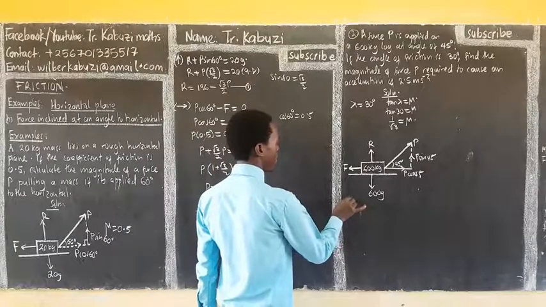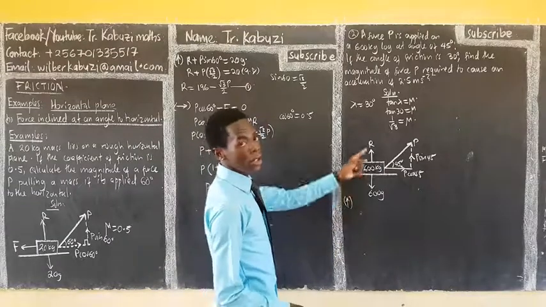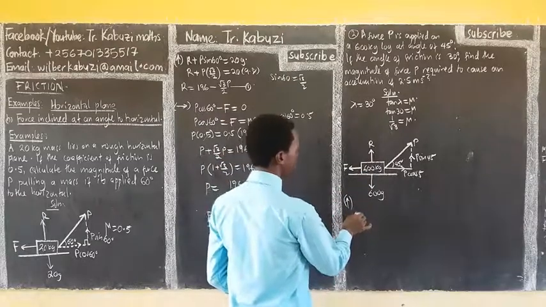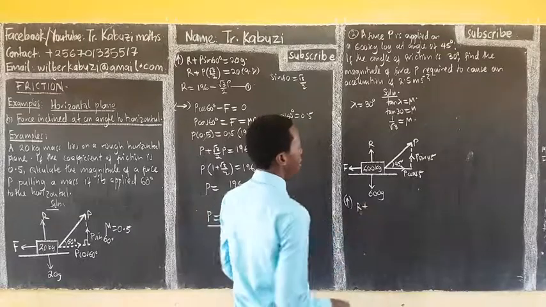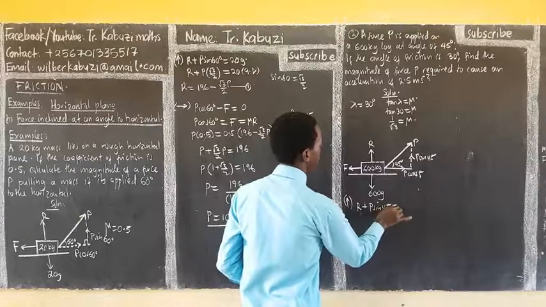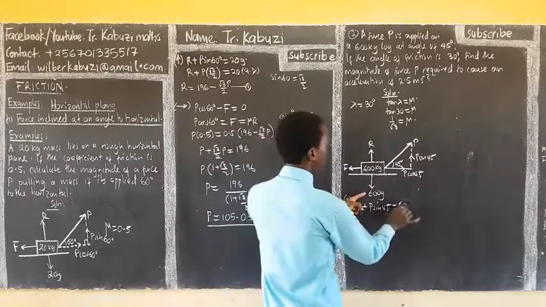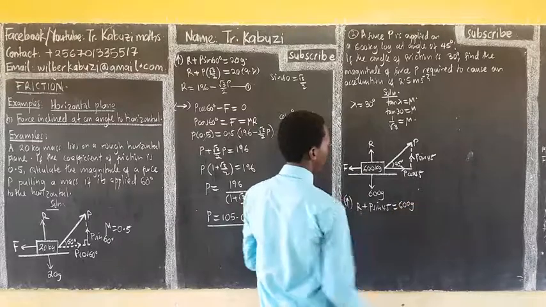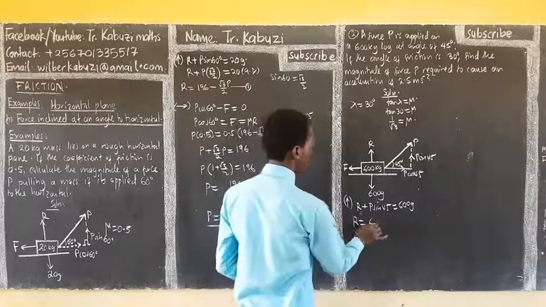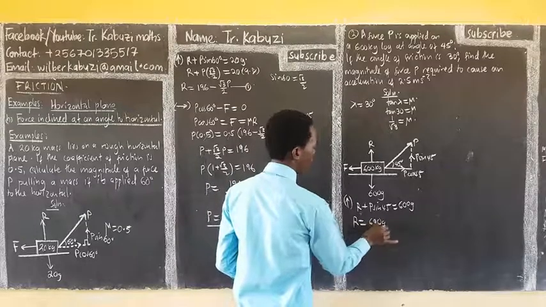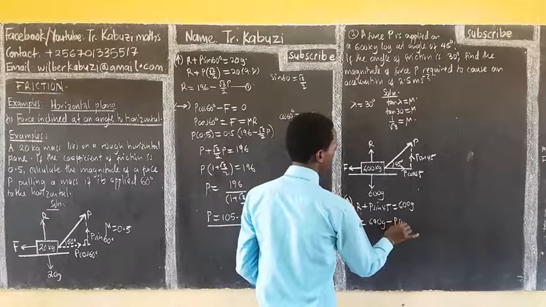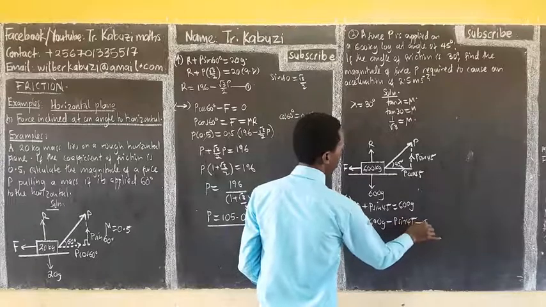So now, if you resolve upwards, we are not going to have any motion, any acceleration upwards. So that's why you say acceleration upwards is 0. So you have R, then plus our P is also upwards, P sine 45, equaling to now 600 G. So that my R will be equaling to 600 G minus P sine 45. I call this equation 1.